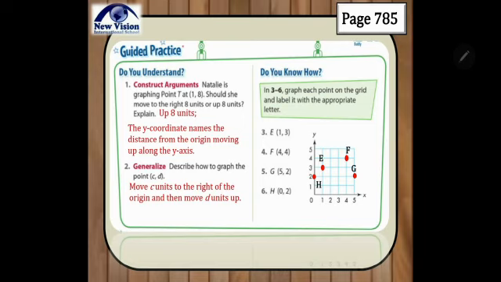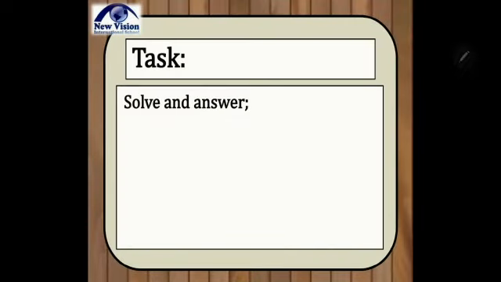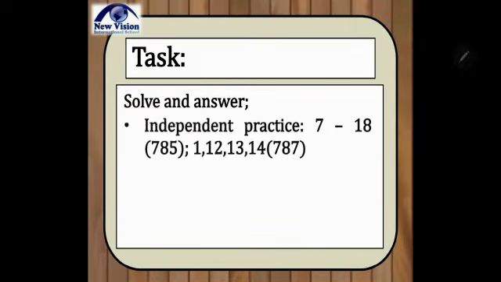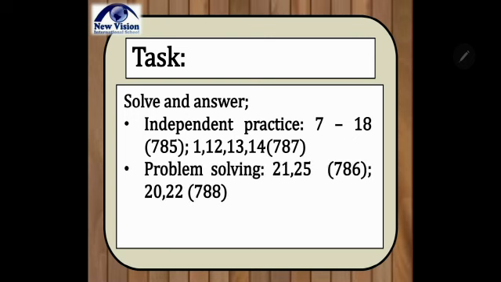Did you understand, class? Very good. Alright, it's now time for your independent work. Please solve and answer independent practice item numbers 7 to 18, page 785. Item numbers 1, 12, 13, and 14, page 787. And solve the problems item numbers 21 and 25, page 786, and numbers 20 and 22, page 788.